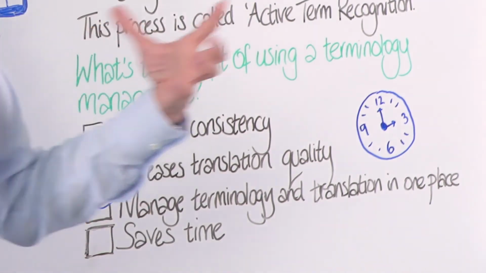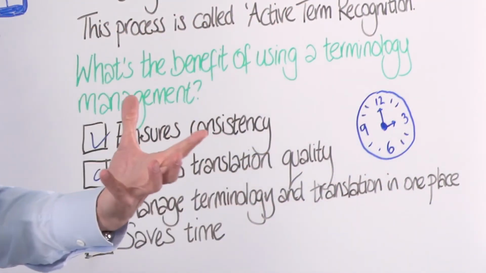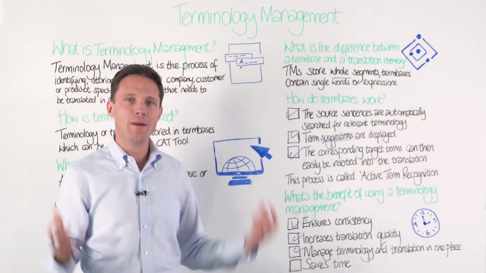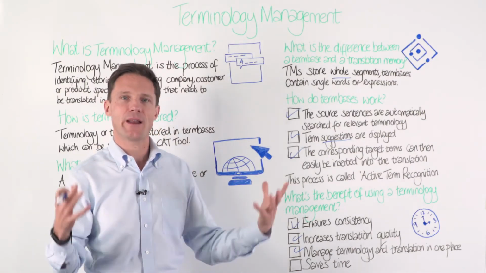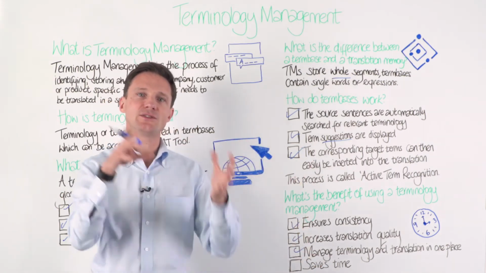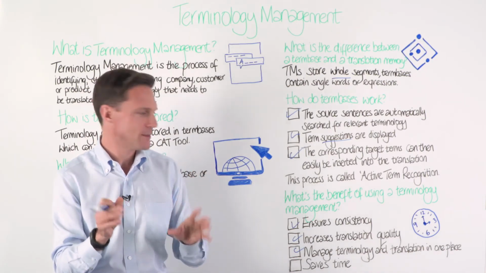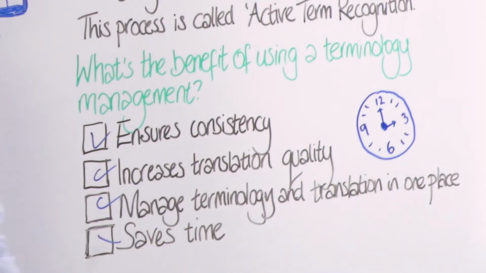Obviously, the fact that terminology and translation memory work together helps. You've got one place where all of this is managed. And the CAT tool ultimately gives you translation memory suggestions, it gives you your terminology suggestions, so it all works together in one place. And it does save time.